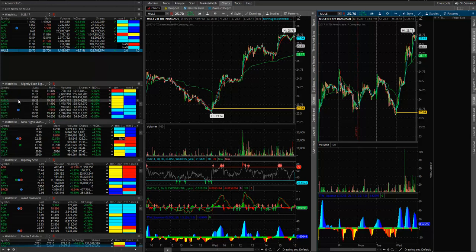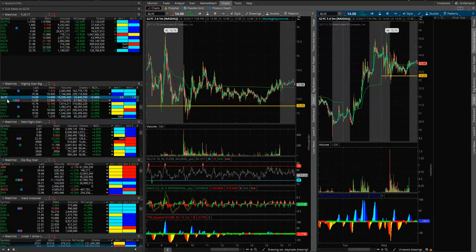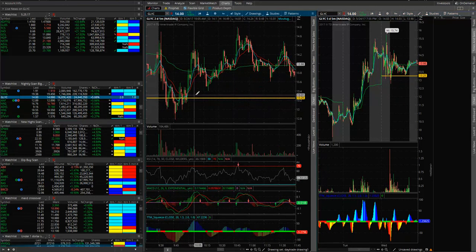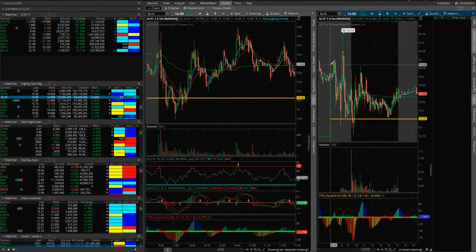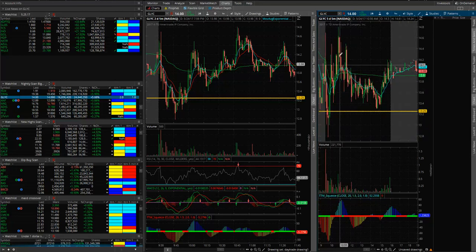Let's keep going. So, GLYC, you see the stock is, I mean, you don't know what to trade. Look how choppy this is. I stood away from this because I don't know what's going to happen with this.